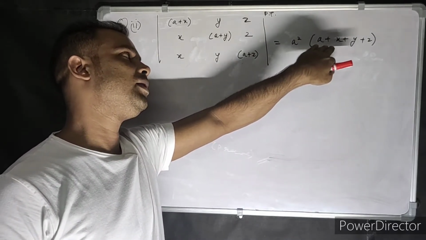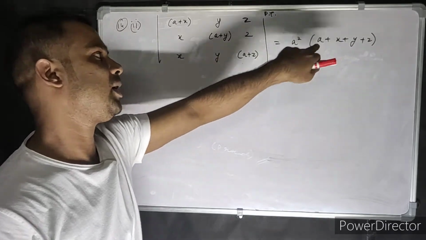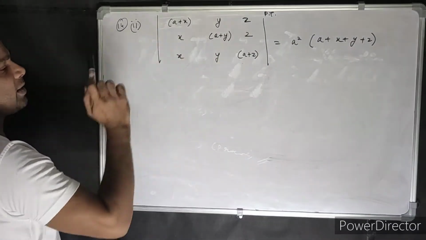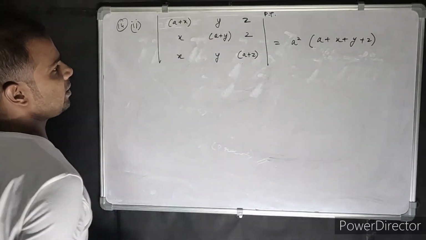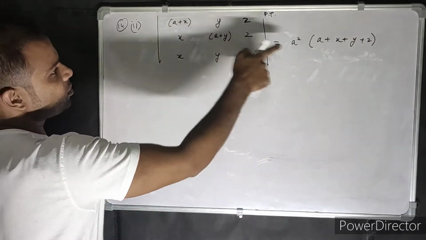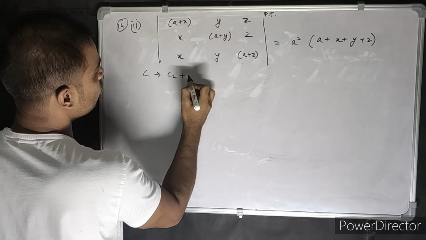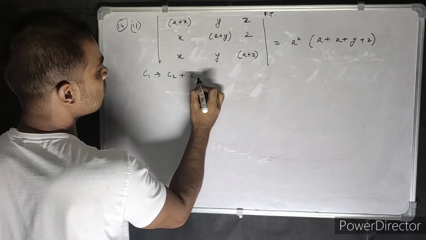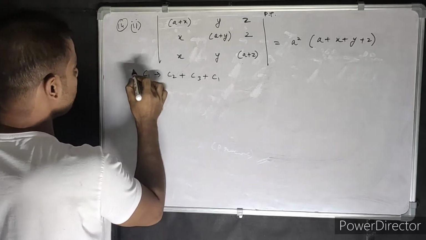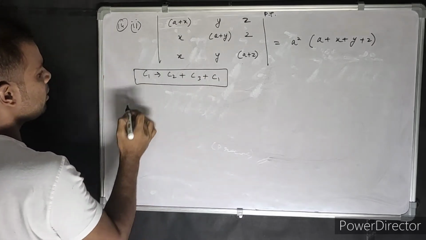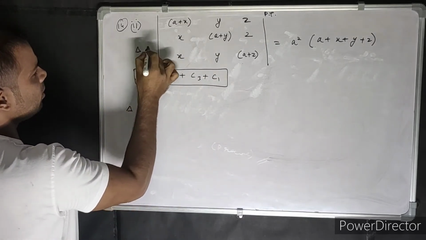Where am I going to get this x plus y plus z plus a? Look at this. A plus x is already given, y plus z you have to add. So do this: C1 goes to C1 plus C2 plus C3. You can write it anywhere, all of them are getting added. Anyhow you can write it.